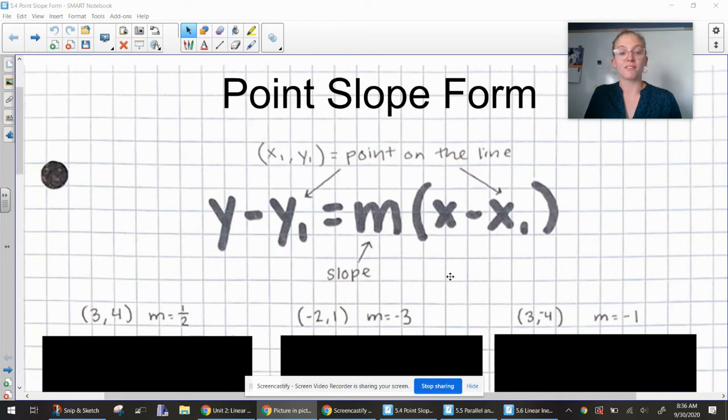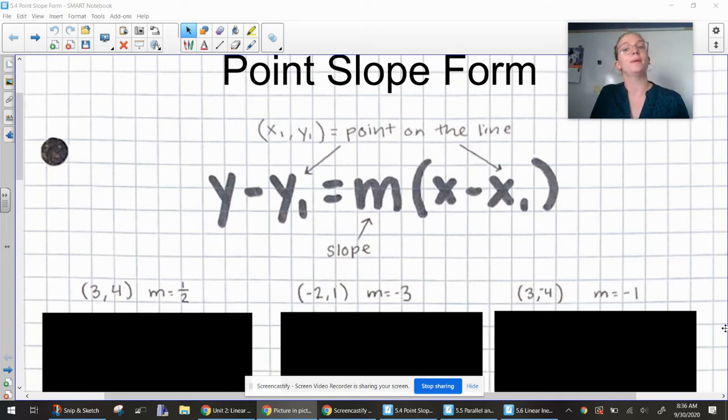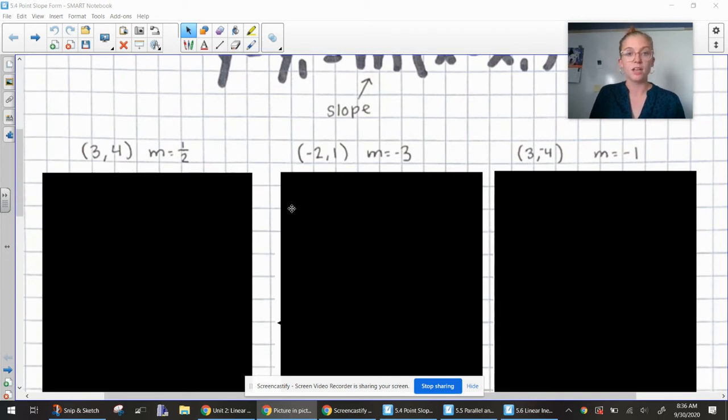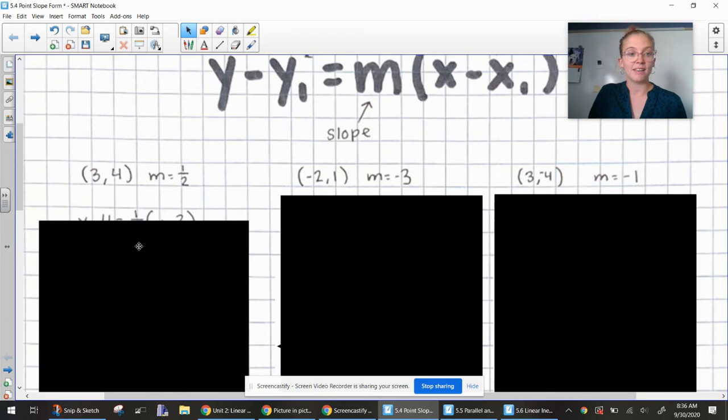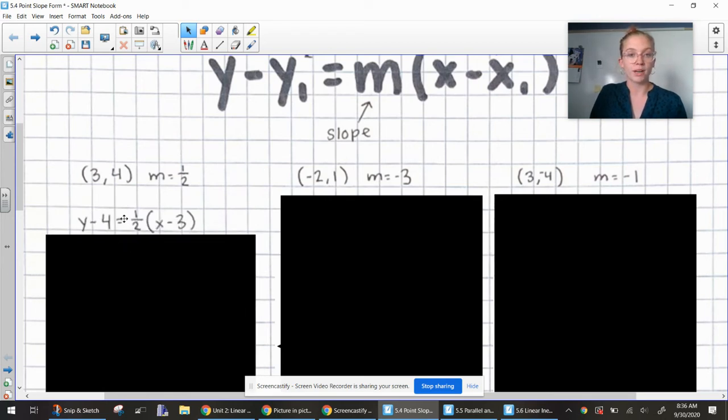We're going to look at three different examples of a point and a slope and how they would apply to point-slope form and how we would graph them. So let's start with 3, 4. So 3, 4 is our point, 1/2 is our slope. So I'm going to replace x1 and y1 with 3 and 4 respectively, and I'm going to replace m with the slope. That gives me y minus 4 equals 1/2 times x minus 3.